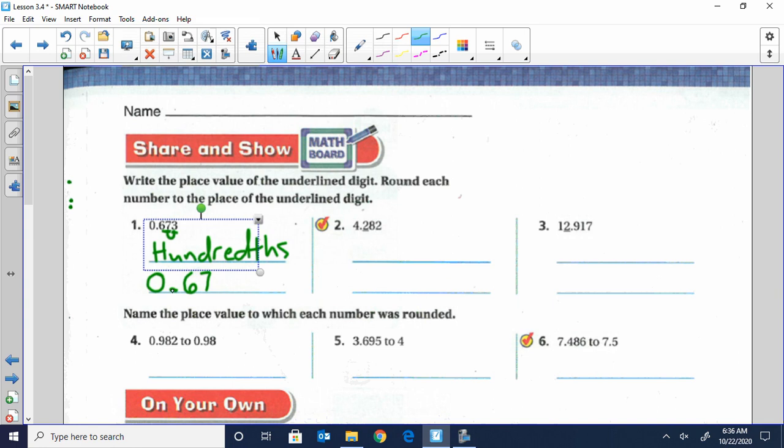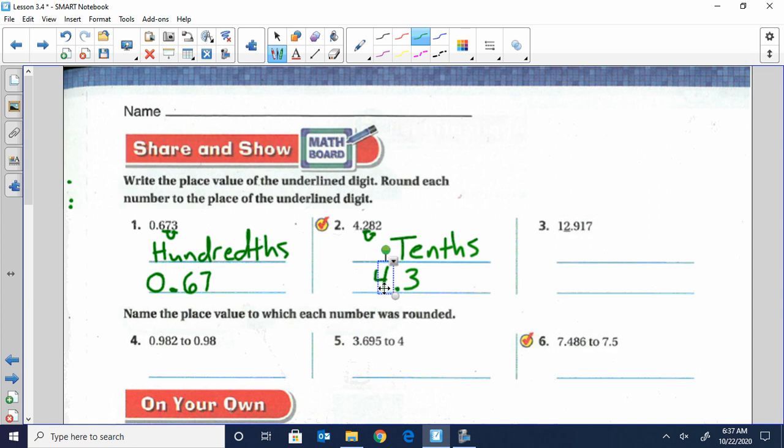Number 2. The 2 is underlined. That is in the tenths place, so we're rounding the tenths place. We look to the hundredths where the 8 is at. The 8 tells the 2 to bump up to a 3 because it's bigger than a 5. We leave the decimal point and the 4 there. Everything else goes away. So we have an answer of 4 3/10. Because we're rounding to the tenths place, our answer ends in the tenths place, 4 3/10.